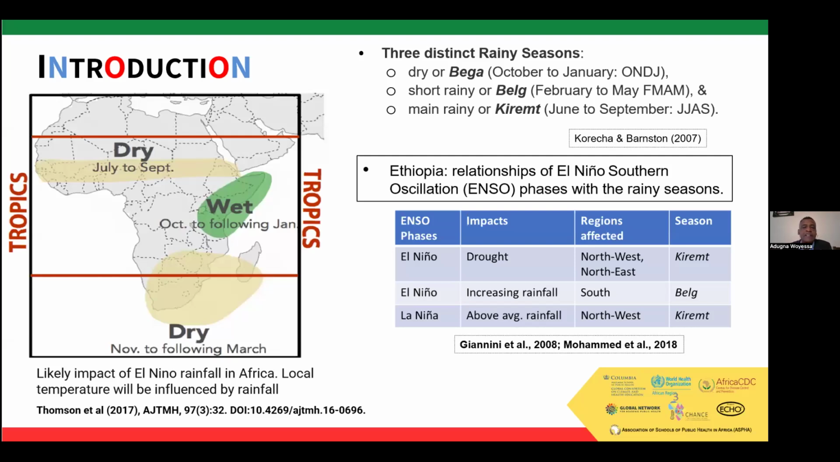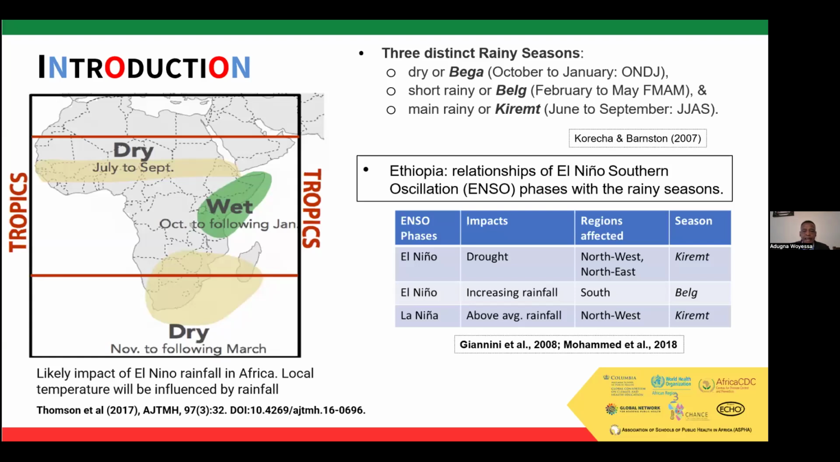The first one is dry, from October to January. The second one is the short rainy season, which extends from February to March. And the third season is the main rainy season, which is from June to September.